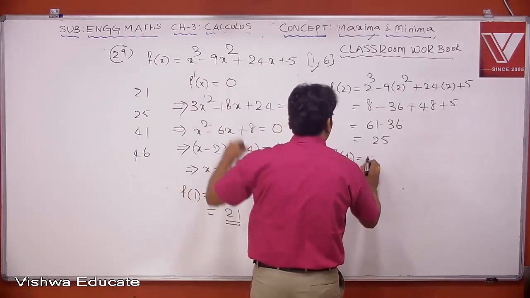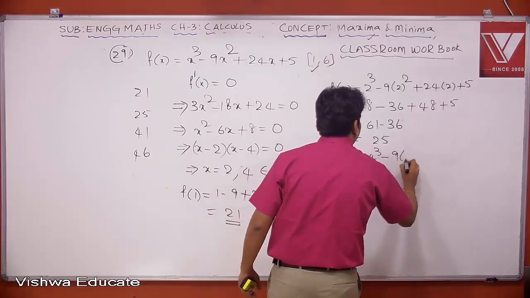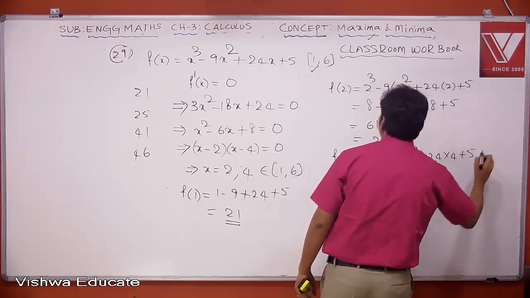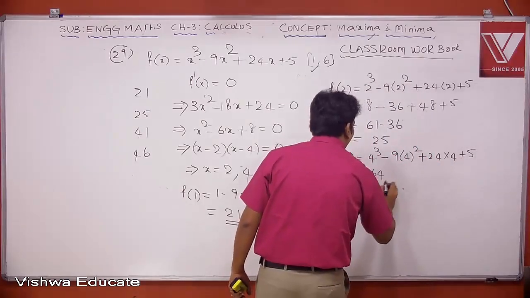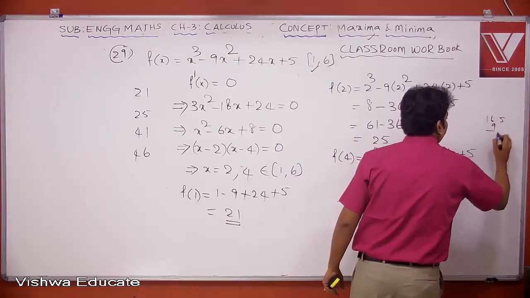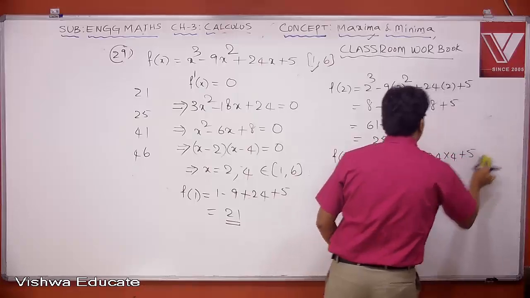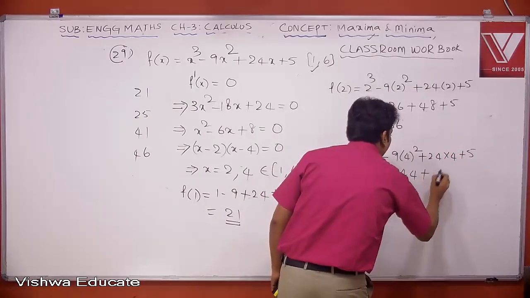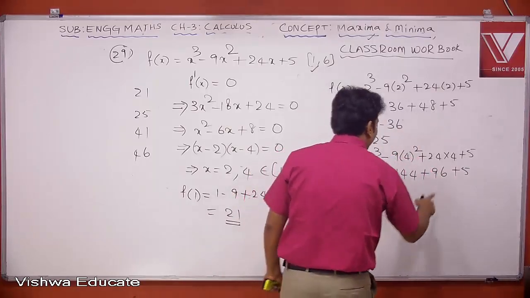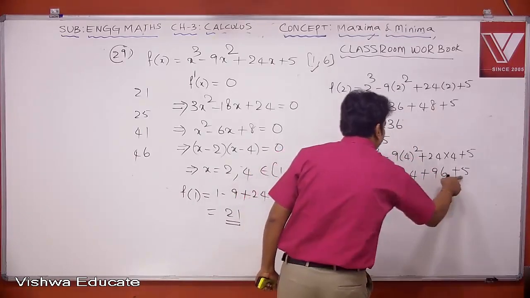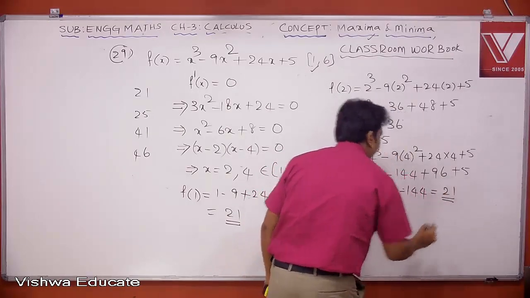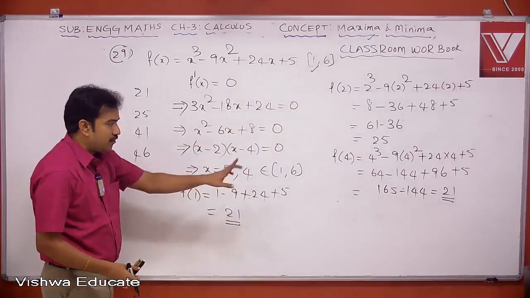f of 4, replace x by 4. 4 cube minus 9 into 4 square plus 24 into 4 plus 5. So therefore 4 cube is 64. 16 nines are 144, plus 24 fours are 96, plus 5. So 64 plus 96 plus 5 is 165, minus 144. Again this value is 21. Of course we got 21 at two different points, 1 and 4.